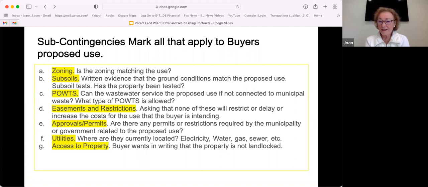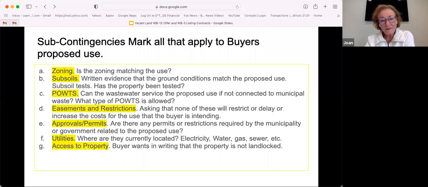But if you're buying undeveloped land, you want to make sure, can I, as the buyer of this land, drive to my lot? Create a driveway one of these days. So that's why these sub-contingencies are all under the main contingency of proposed use.